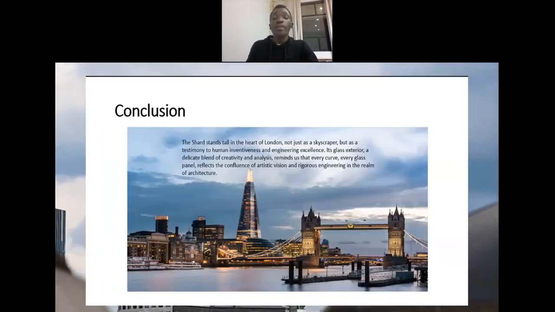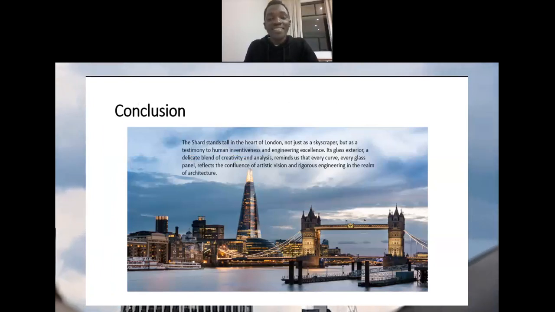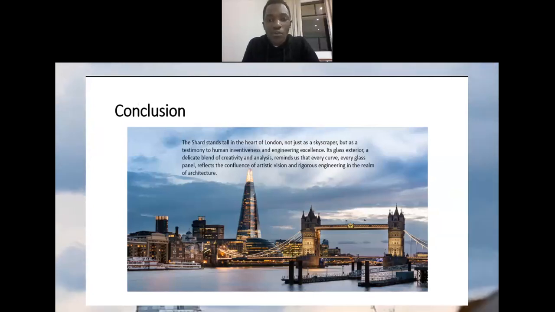In conclusion, we can say that the Shard stands at the heart of London. It's not just a skyscraper, of course, but a testimony of human inventiveness and the excellent engineering that came into play. The glass, the colors, its structure, the visual elegance. It shows the artistic vision and the rigorous engineering in the realm of architecture that were able to come together as a team, and they were able to bring this building into reality.